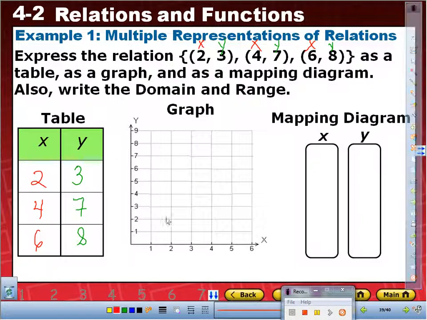I'm going to start with the color red to put my first point. X value is 2, which is right here. And it says 3 of y. That means I'm going to go up 3 steps. So from here I go 1, 2, 3, and I plot my point. Next one, 4, 7. 4 is right here, and I go 7 steps up. 1, 2, 3, 4, 5, 6, 7. Plot my point. And the last one, this one, 6, 8. This is 6, 1, 2, 3, 4, 5, 6, 7, 8. And I'm done. Copy that, please.